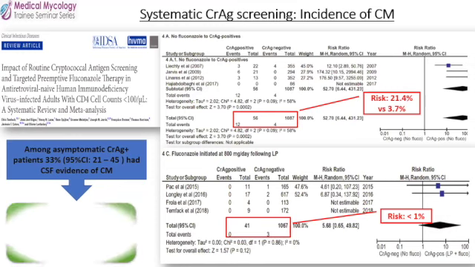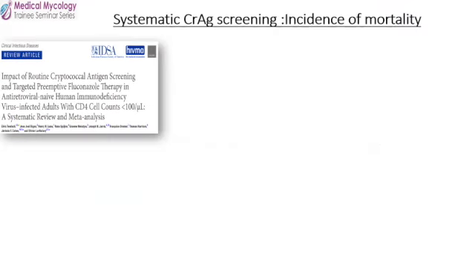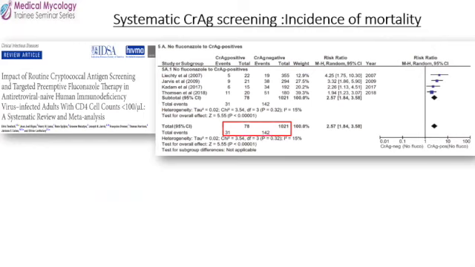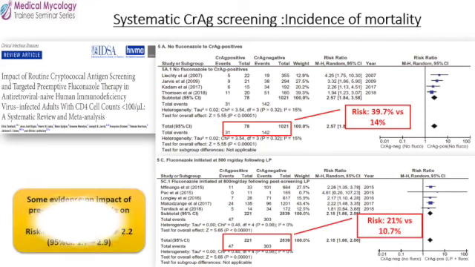This made us conclude that underlying undiagnosed asymptomatic cryptococcal meningitis explains the excess risk of cryptococcal meningitis in CAC positive patients. We also looked at mortality, and we know very well that in patients with advanced HIV, mortality is very high. In these patients, it was about 3 times higher among those who were CAC positive. And even with lumbar puncture to exclude cryptococcal meningitis and preemptive therapy, mortality risk was about 2.2 times higher among those who were CAC positive as compared to those who were CAC negative.